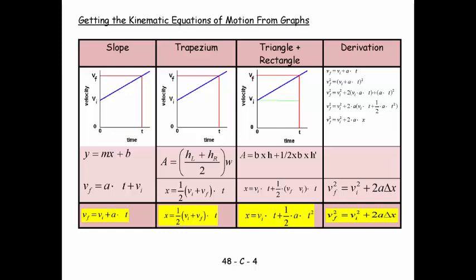So I've set up here several graphs. Let's remind ourselves this is a velocity versus time graph. In each case, these are all the same graph. I'm just going to analyze the same graph in different ways. And in each case, it's a linear increasing velocity. So we'd say a positive acceleration, which is constant. And what I'm doing is trying to analyze this graph in different ways.